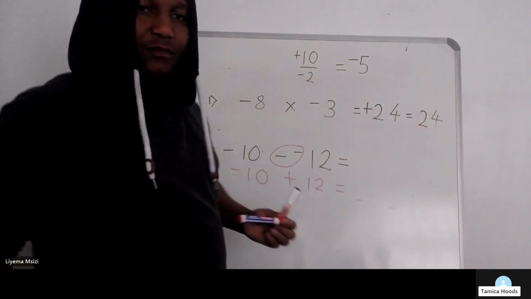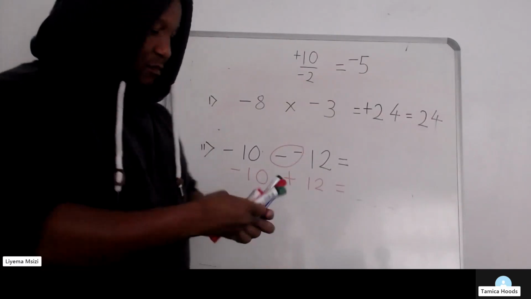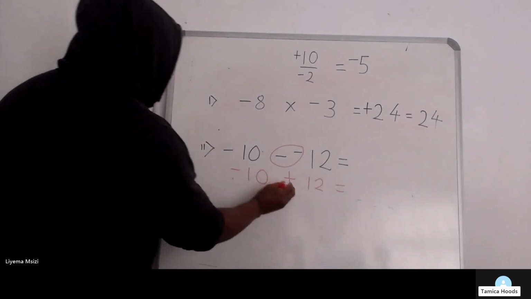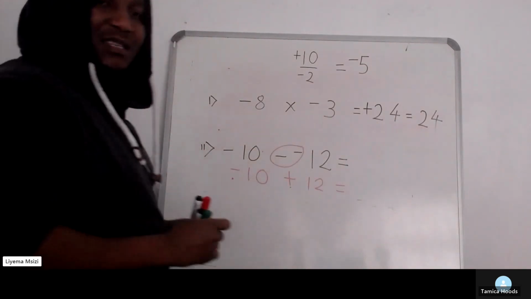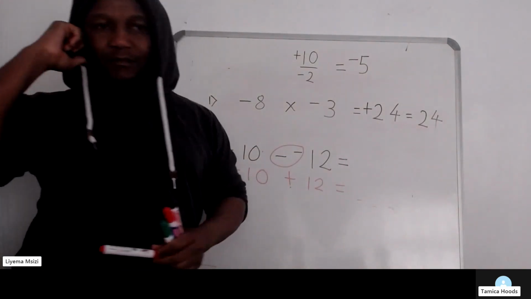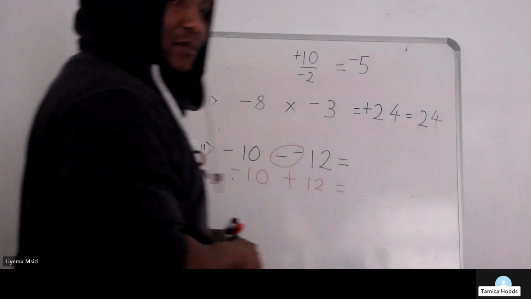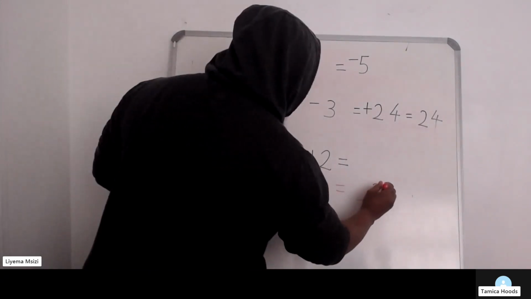And then we are going to look at the signs again. And the signs are not the same, which means it will be a negative. Plus and minus not the same. It's minus or negative. And then we are going to look at the numbers, and we are going to say 12 minus 10. Bigger number minus smaller number, which is going to give us 2.